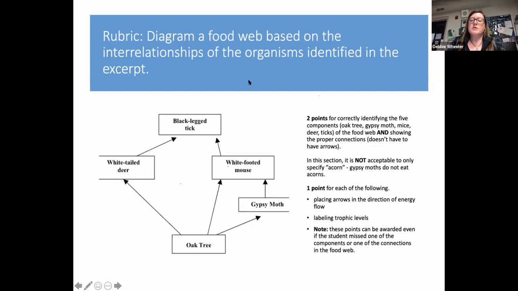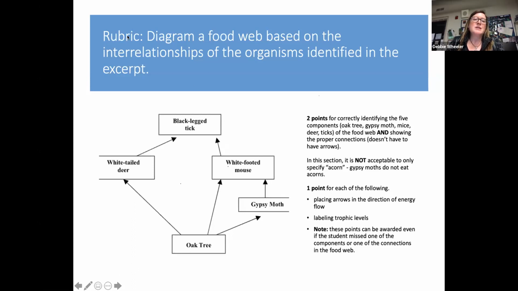Okay, just so you know how the points broke out for this, you get 2 points for putting all 5 components in and showing the proper connections. You get another point for placing the arrows in the correct direction. And this one does not show labeled food webs, so it's only going to get 3 points instead of a possible 4.